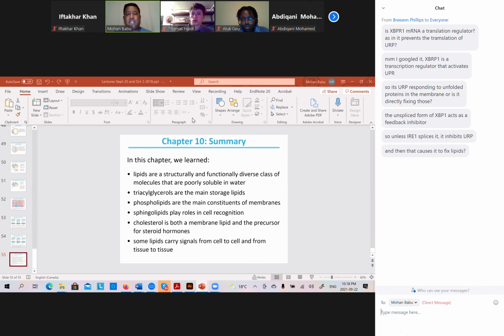I don't understand. What does it mean? Causes to fix lipids. Yes, it fixed the composition of the membrane. So that's why it can restore the membrane back to its normal state without causing any perturbations. Yes, that's what it is.